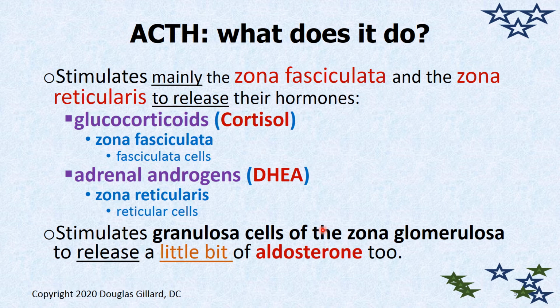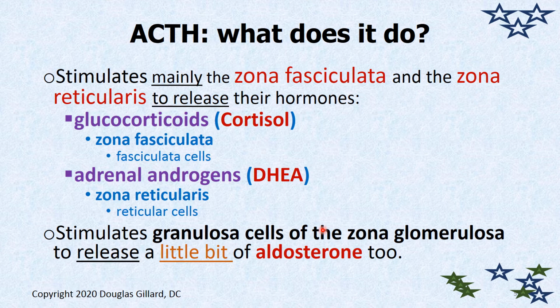Anyway, ACTH, what does it do? Should be review. It stimulates the zona fasciculata and it stimulates the zona reticularis. We could say it stimulates the adrenal gland. The question could say it stimulates the adrenal cortex, or it could go deeper. What layers of the adrenal cortex does it stimulate? Mainly the zona fasciculata and the zona reticularis. Remember, it stimulates the zona glomerulosa a tiny bit. It causes the release of a little bit of aldosterone, not a whole lot, not really clinically significant.